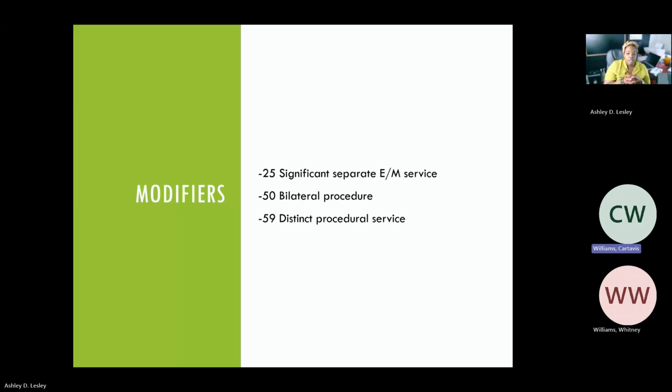And modifier 59 is a distinct procedural service. So if the patient came in, and this one is really hard because it's so hard to find an example for it. But if I came into the doctor's office for my blood pressure medications and to get my blood pressure checked, and then my doctor says, "Oh, by the way, we give a little lipo and a little Ozempic," and I'm like, "Oh, I would like a little bit of that too."